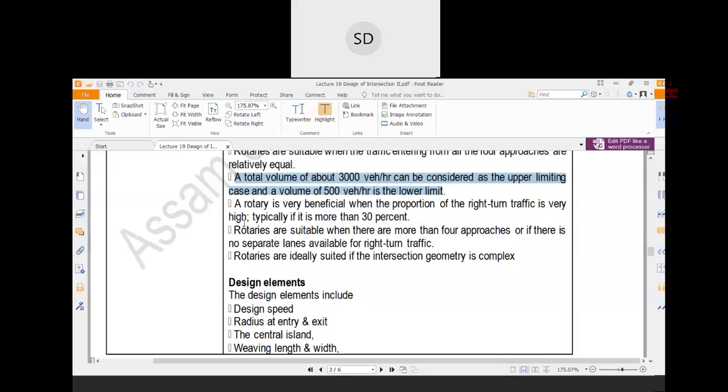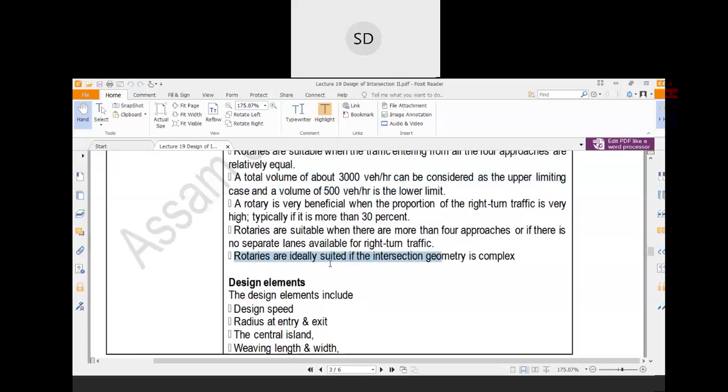In such cases also you can go for the rotary intersection, because if you go for a plane intersection it will create hazardous situations, and the area of conflict would be higher. Then, rotaries are ideally suited when the intersection geometry is complex. If the intersection geometry is complex, in that case a rotary can be ideally suited there.